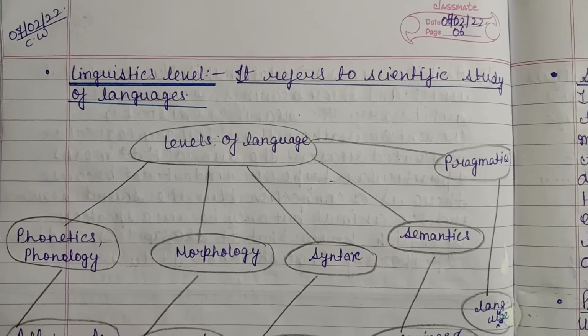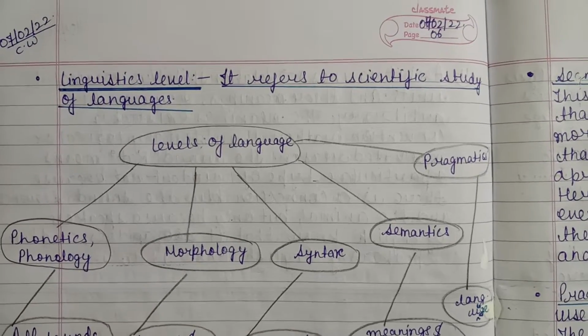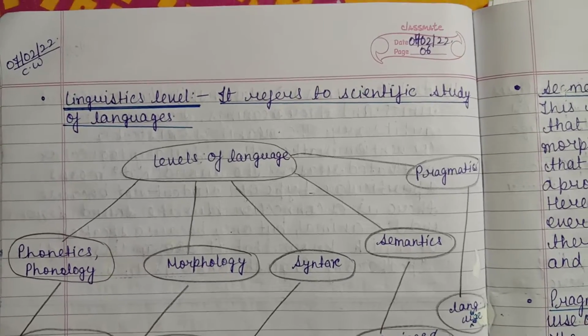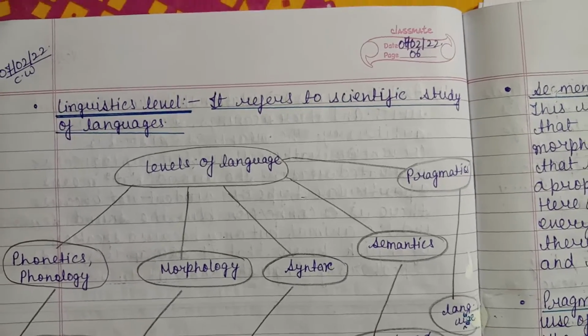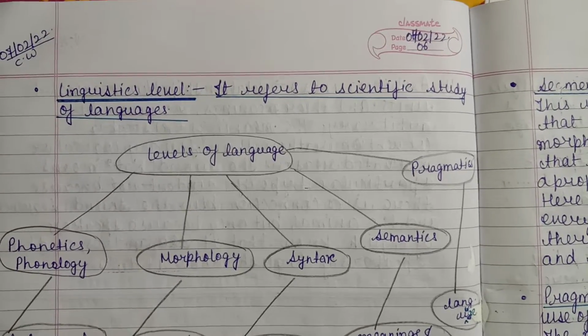Okay, so we will start with it. First we are going to understand what we mean by linguistic level. It refers to the scientific study of languages. It means linguistic level is a study, a scientific study of languages. I have already taught you this in the previous video.